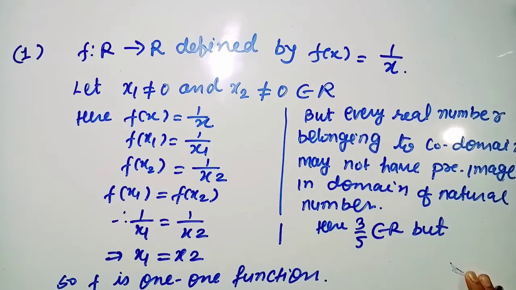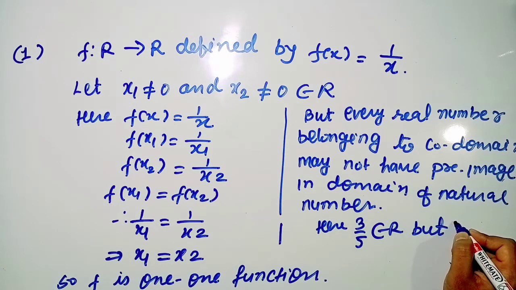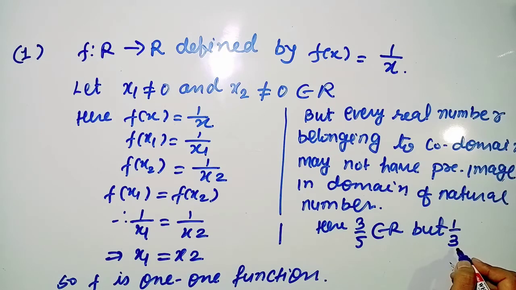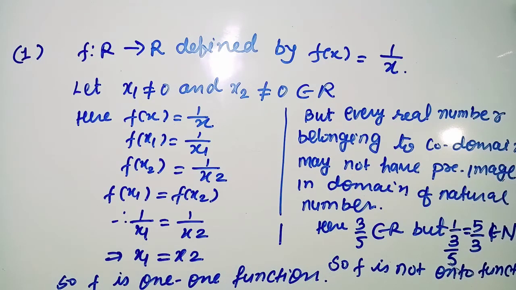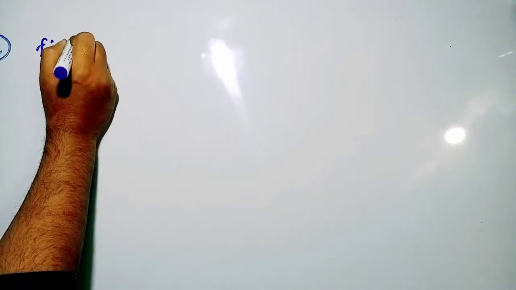Consider 3 by 5 belongs to R, but what we can write, 1 upon 3 by 5. So we can convert these things like 5 by 3 will not belong to natural numbers. So we can say that the given function is not an onto function, right student? So in this way we can determine one-one function and onto function. So you can see that the given function is one-one but not onto. Let us see the second question.